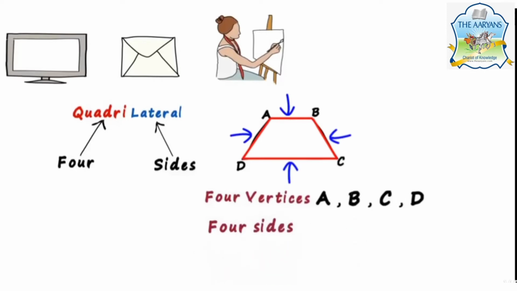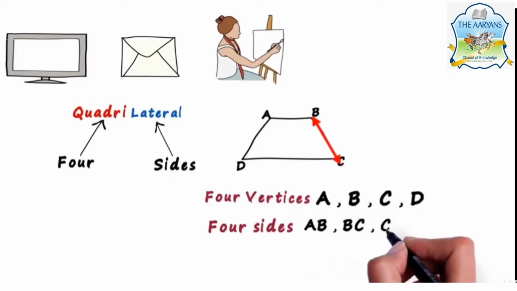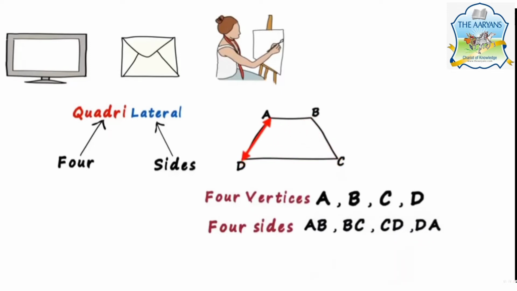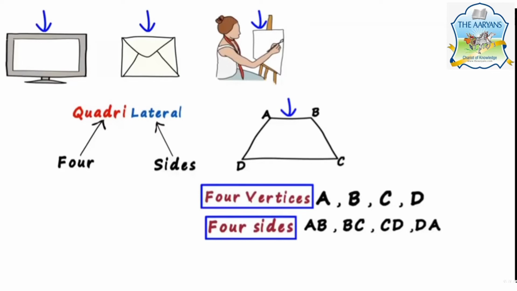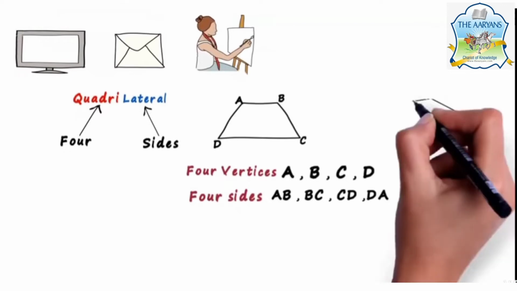Now, a quadrilateral always has 4 sides: side AB, side BC, CD and AD. These are 4 sides of a quadrilateral and 4 vertices. There is another important property of quadrilateral.